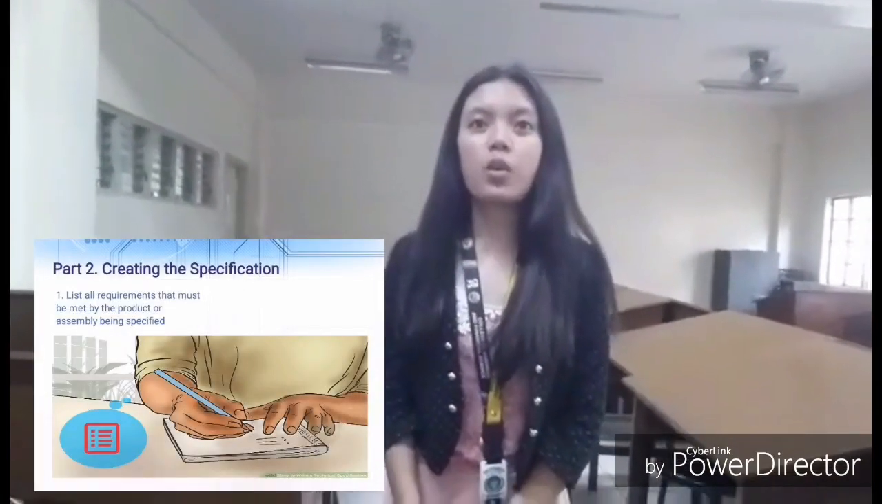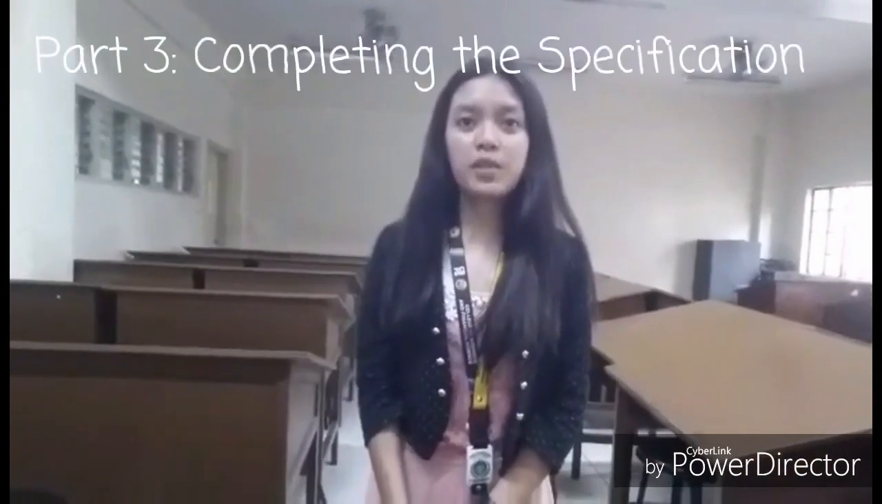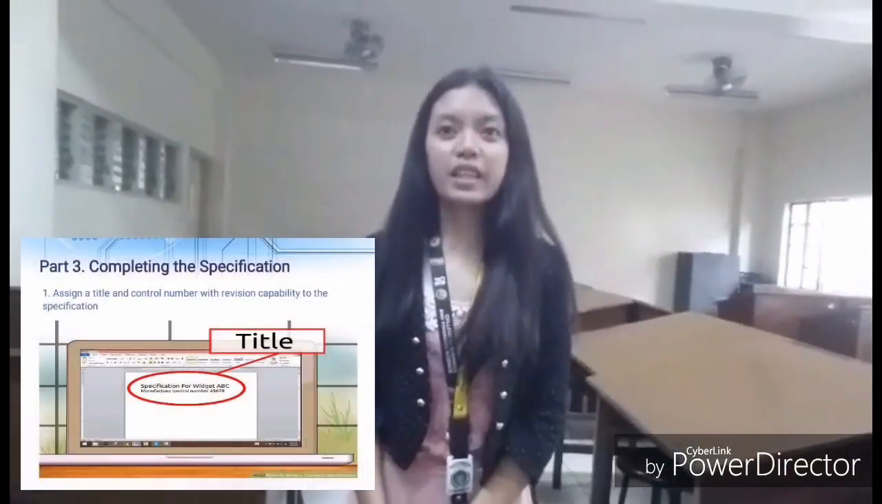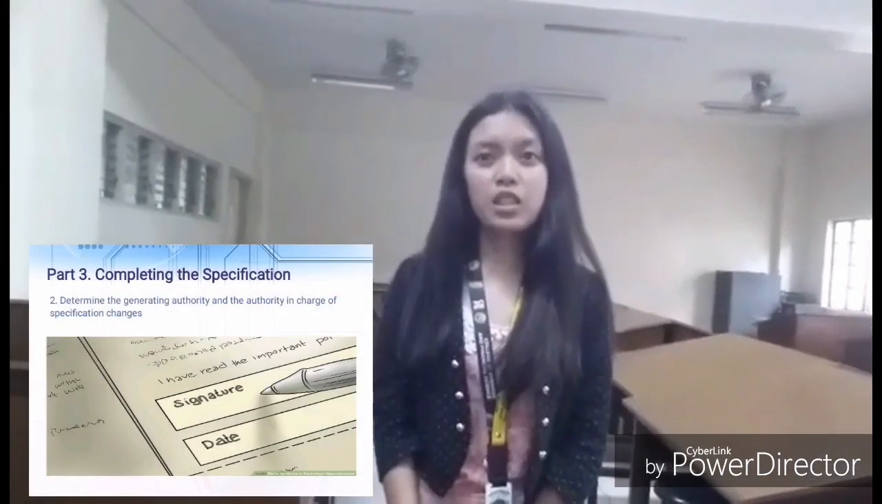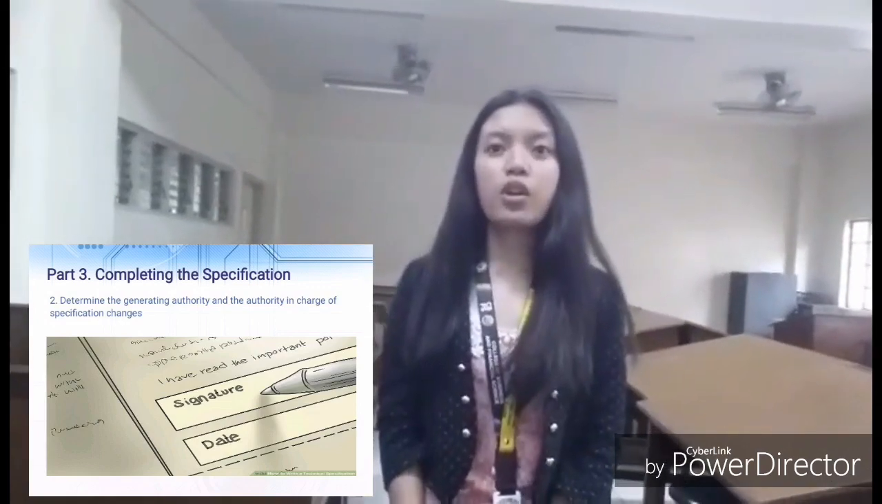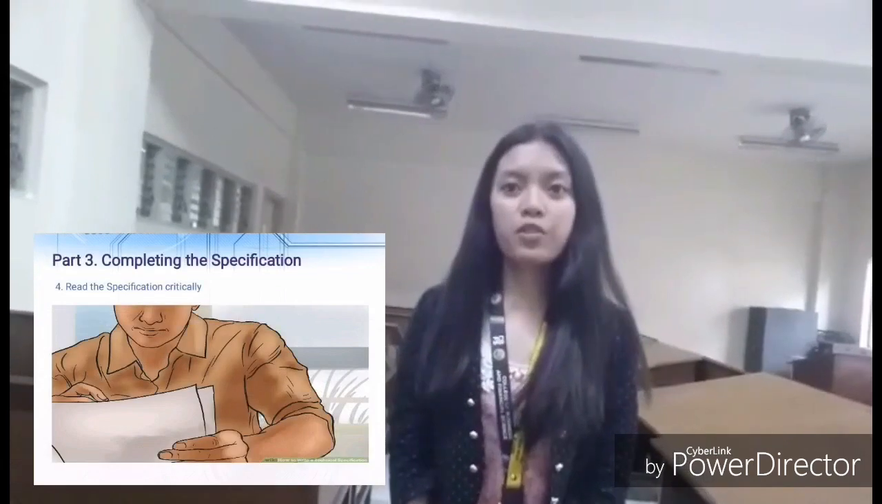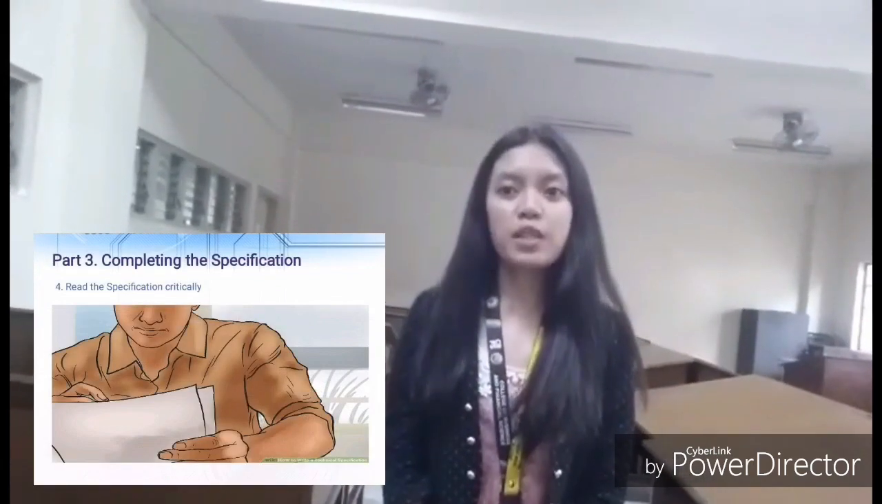Part 2. Creating the specification. 1. List all the requirements. Part 3. Completing the specification. 1. Assign a title and control number with revision capability to the specification. Number 2. Determine the generating authority and the authority in charge of specification changes. Number 3. Read the specification critically. Modify the specification as needed to provide full requirements.